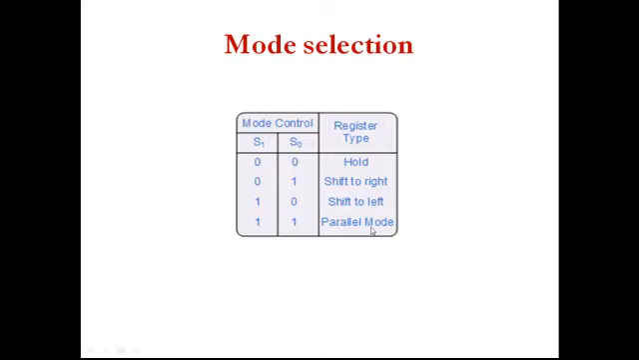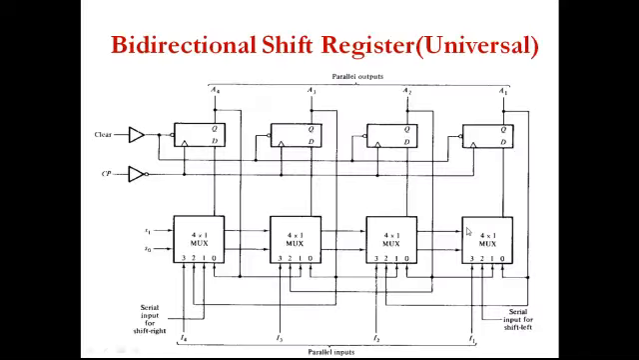Okay. So what you need to understand is when selection lines are 0 and 0, the first input will be active. The first input of the multiplexer will be active out of the 4 inputs. 0, 1, the second input will be active. 1, 0, the third input will be active. 1, 1, the fourth input will be active. So you carefully understand hold, shift right, shift left, parallel mode. So now you go back. When 0 and 0, hold. I told you it's a hold.